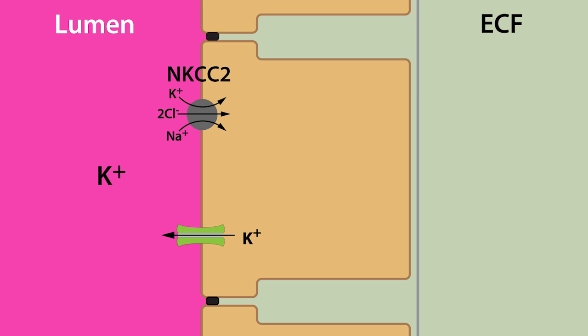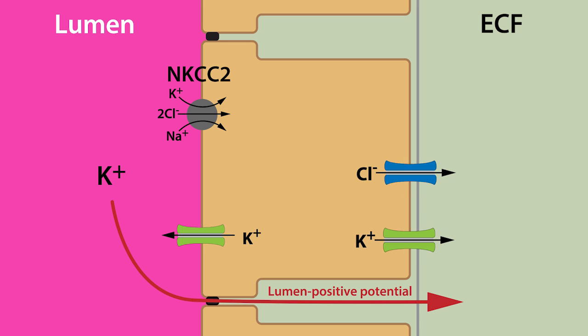Now, paracellular reabsorption along the thick ascending limb is driven by a lumen positive potential, which is created by the differences in potassium and chloride permeability between the apical and basolateral membranes.